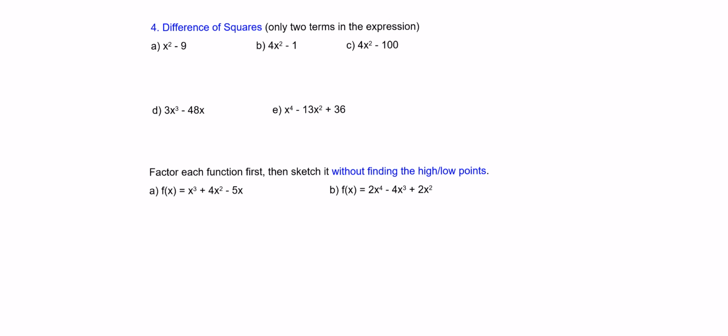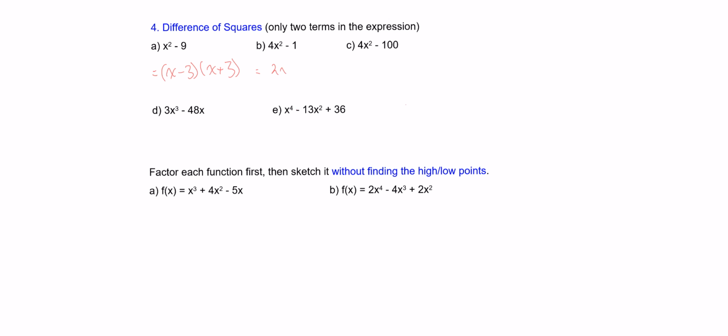The last of these are called the difference of squares. So let's see if you can get the pattern. Notice I have a perfect square here, x squared, and I also have another perfect square, 9. The square root of 9 is 3. So we end up writing x plus 3 and x minus 3. And the same can be done for the rest of these.